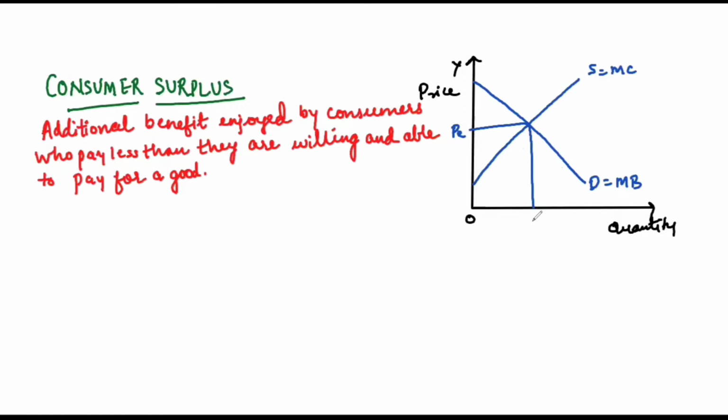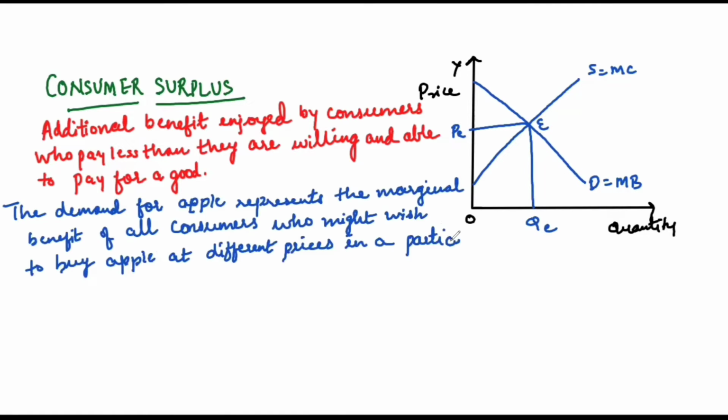Here are the market demand and market supply curves for apples in a perfectly competitive market, and the equilibrium price is PE, equilibrium quantity is QE. Consumer surplus refers to the additional benefit enjoyed by consumers who pay less than they are willing and able to pay for a good. The demand curve represents the marginal benefit of the consumers, and the demand for apple, as we can see here, represents the marginal benefit of all consumers who might wish to buy apple at different prices in a particular period of time.